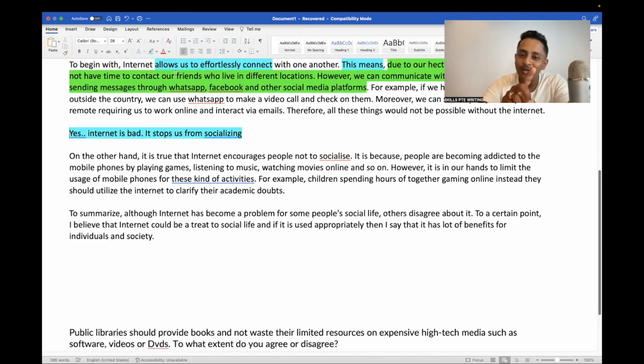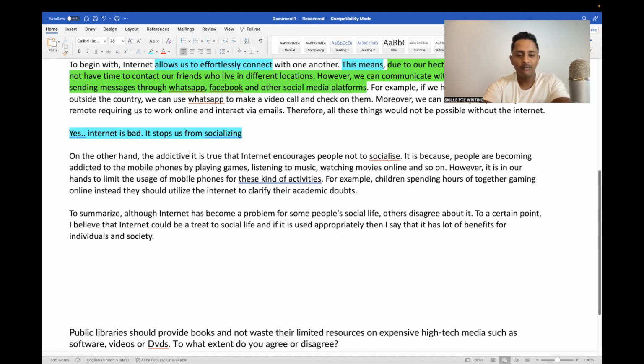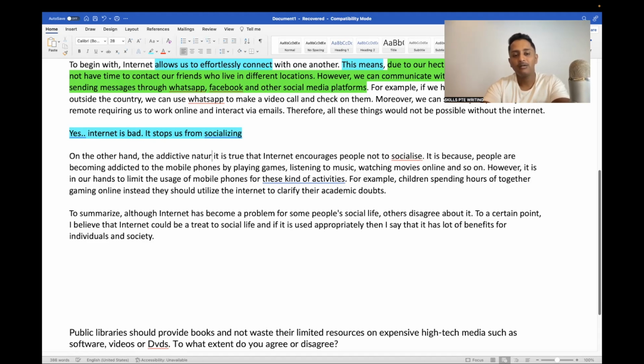Let's see if she has proved it or she has proved something else. On the other hand, it is true that internet encourages people not to socialize. Probably she could have written, on the other hand, the addictive nature. See, I'm writing an idea. What you have written is copy pasting the question. Writing an idea is different from retaining what is there in the question. Well, you have written it really good, but it could have been written better.